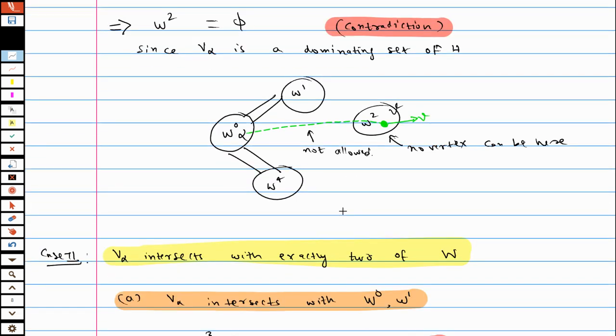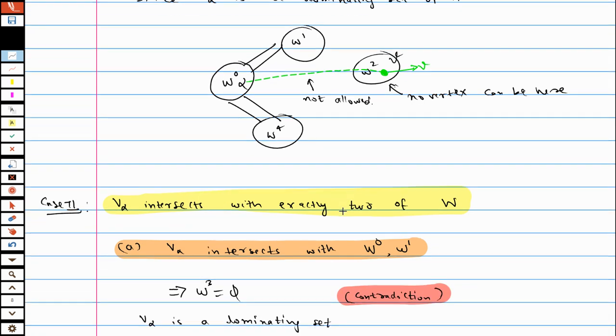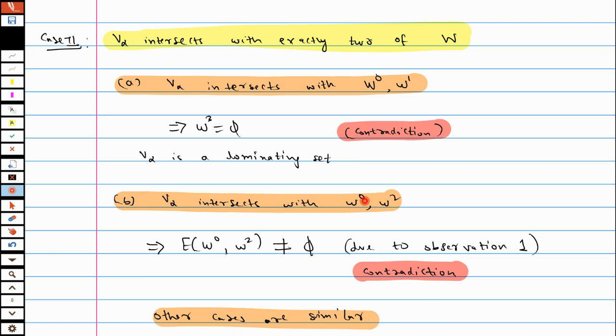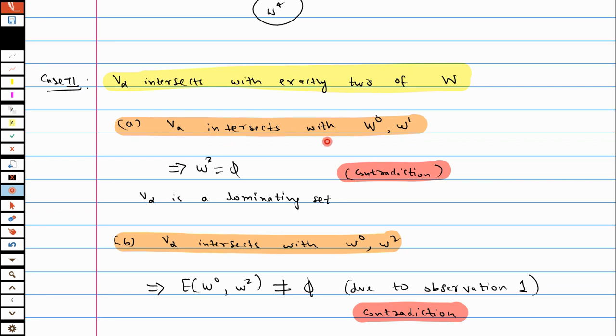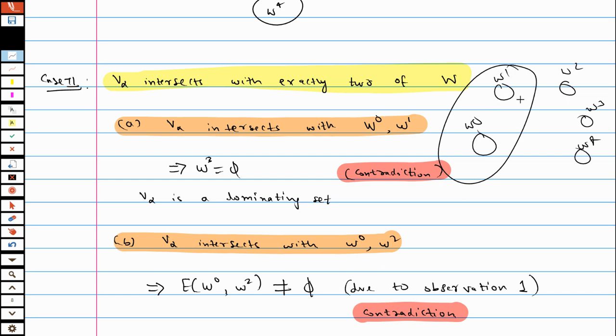Now let's look at case 2: V alpha intersects with exactly 2 of the W's. We'll look at two cases. Let's say V alpha intersects with W0 and W1, or V alpha intersects with W0 and W2. The other cases are similar by symmetry. In the first case, V alpha intersects with W0 and W1, so these are the sets W0, W1, W2. Same argument: all the V alphas are here, so none of the vertices can be in W3.